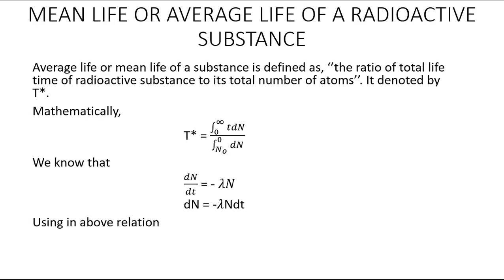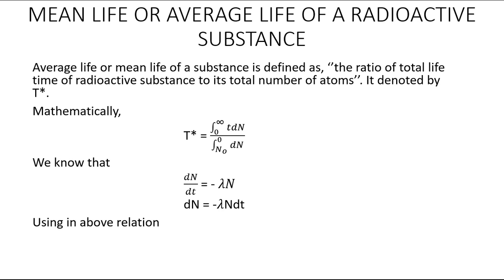There is another time which is usually called the mean life or the average life of the radioactive substance. The average life or mean life of the substance is defined as the ratio of the total lifetime of the radioactive substance to its total number of atoms. It can be found by the mathematical expression, tau equal to an integration according to the definition, divided by the total number of atoms.